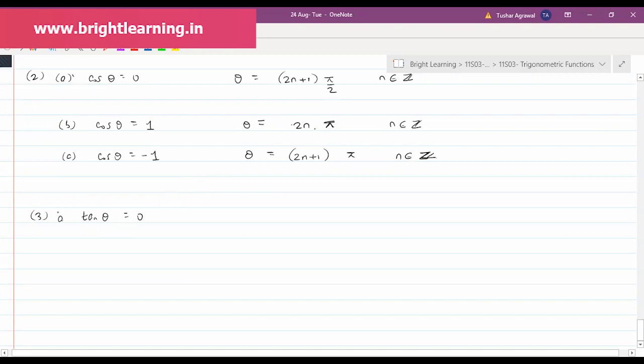Tan theta is equal to 0. So if you actually see, tan theta equal to 0 will only be true when sine theta is equal to 0. And when is sine theta equal to 0? Sine theta equal to 0 means on the x-axis, positive or negative does not matter. So theta is equal to n pi.